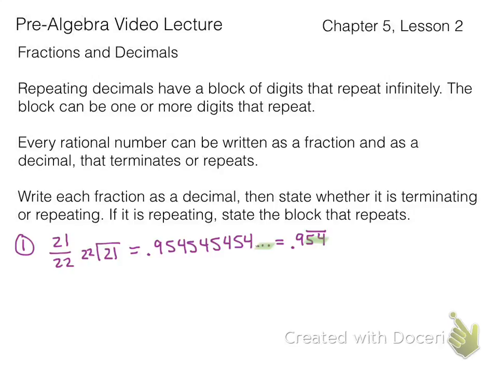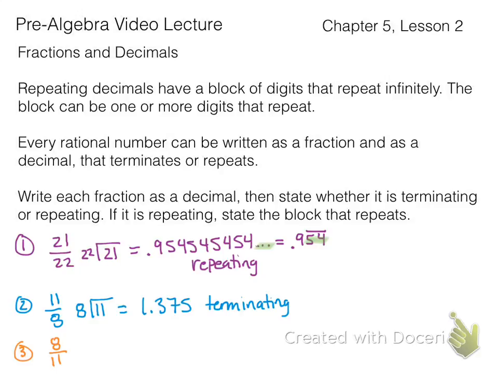21 over 22 is equal to 0.9545454, but we'll just say 0.954 with the 54 repeating. So that is a repeating decimal. All right, and then we stated the block, which is 54. Okay, number 2 was 11 over 8. 11 goes in the house, top number always does, and we have 1 and 375. And we always see the word "and" when we mean we have a decimal. So "and" is where the decimal is, okay?